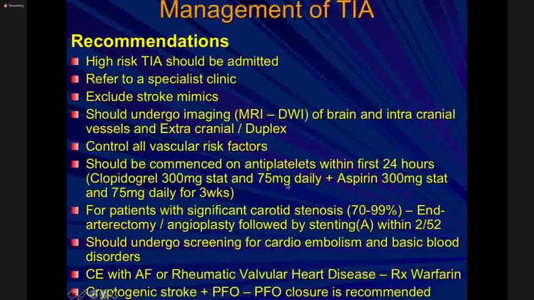Generally, we do not give dual antiplatelets together long term, but only for 3 weeks. The data is only for 3 weeks. And after that, you need to continue them on a single antiplatelet long term to minimize the risk of developing a stroke.